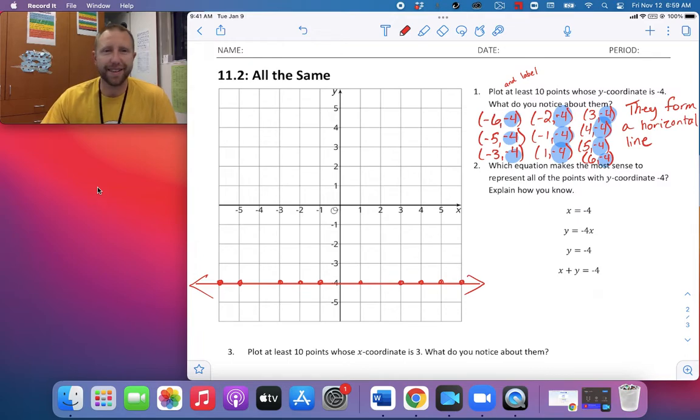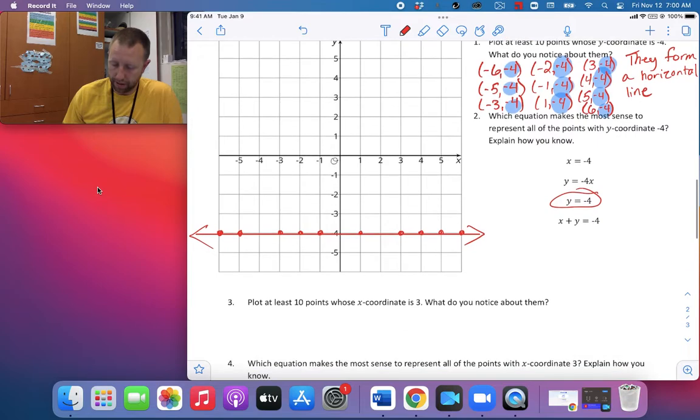Well, because no matter what the x value is, I get a y value of -4. I mean, look at all those ordered pairs. I highlighted all those -4s, right? Because of that, it makes more sense for our equation to be y equals -4. It's not based on x at all. X doesn't matter, right? All of these y values are the same. So that's why that equation makes the most sense.